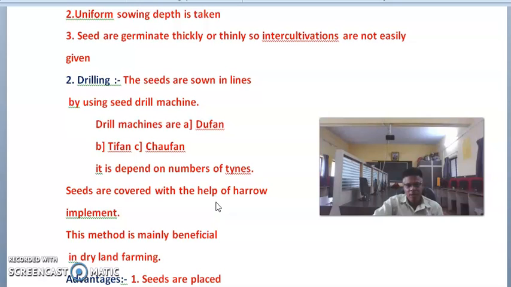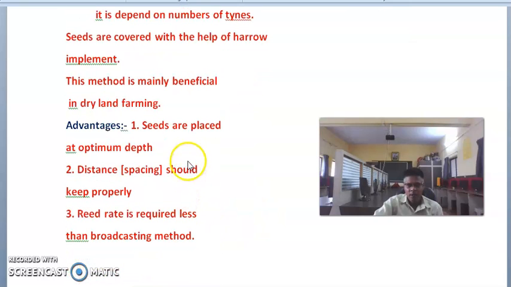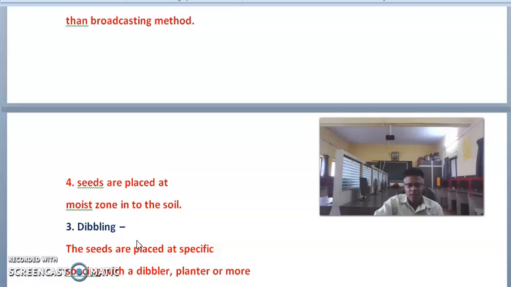This method is mainly beneficial in dryland farming, where crops are mostly grown as rainfed. There are different advantages. Number one, the seeds are placed at optimum depth in the soil, in the moist zone. The distance between row to row and plant to plant is kept properly. The seed rate required is less than in the broadcasting method. The seeds are also placed in the moist zone in the soil.